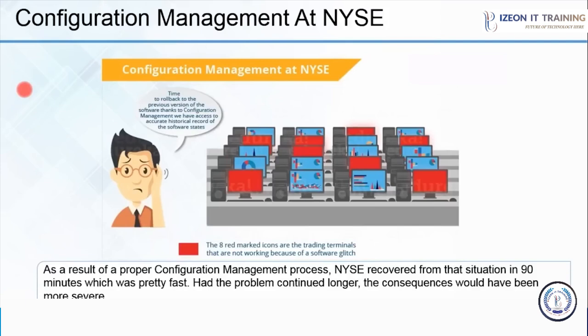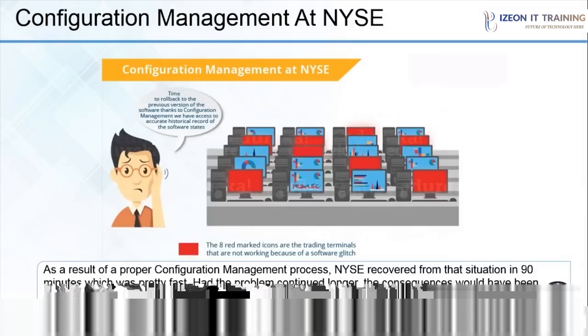You might think that this was a failure of New York Stock Exchange's configuration management process, but in reality, it was a success. As a result of proper configuration management process, NYSE recovered from that situation in 90 minutes, which was pretty fast, let me tell you guys. Had the problem continued longer, the consequences would have been more severe. So because of proper configuration management, New York Stock Exchange prevented loss of millions of dollars. They were able to roll back to the previous version of the software within 90 minutes.